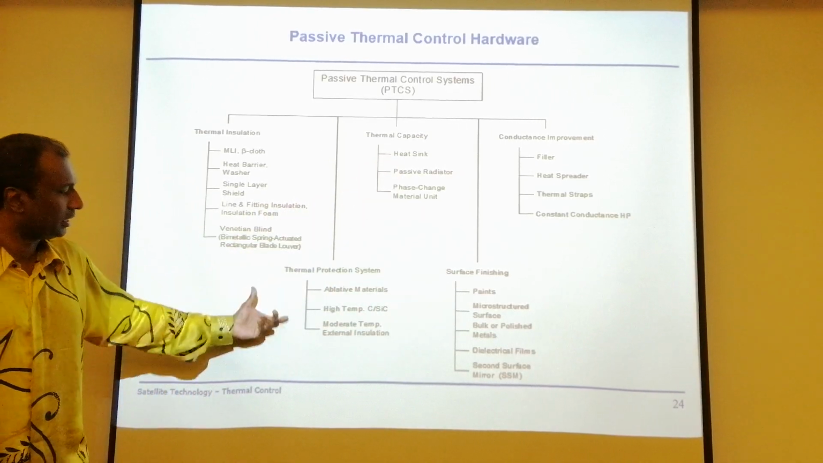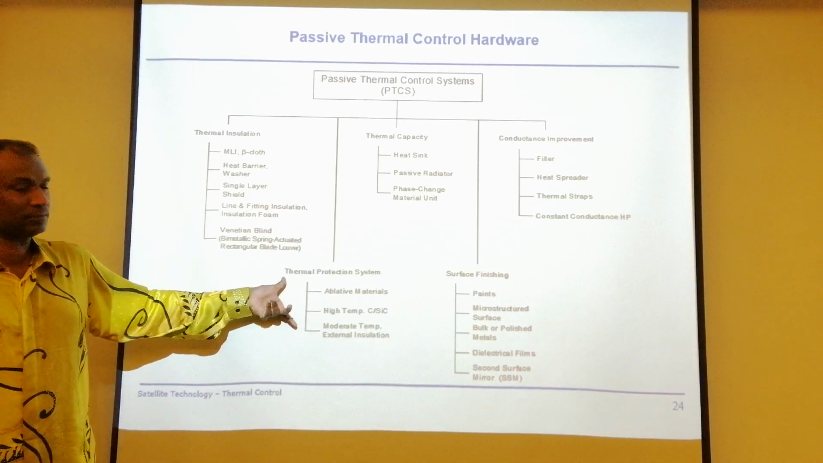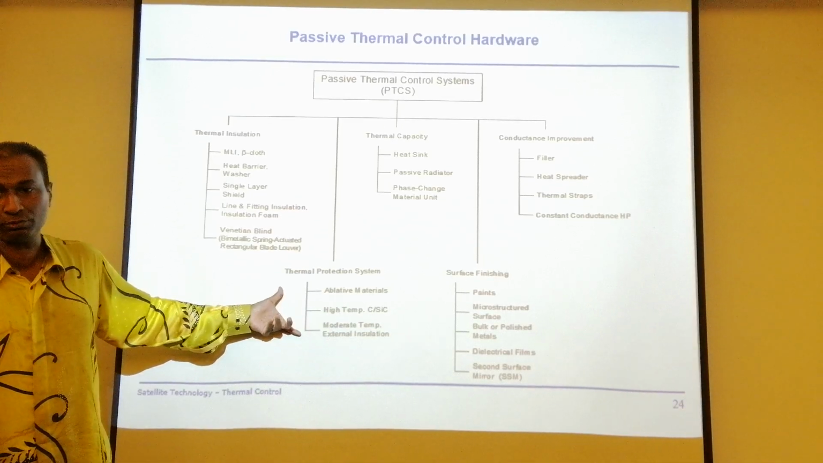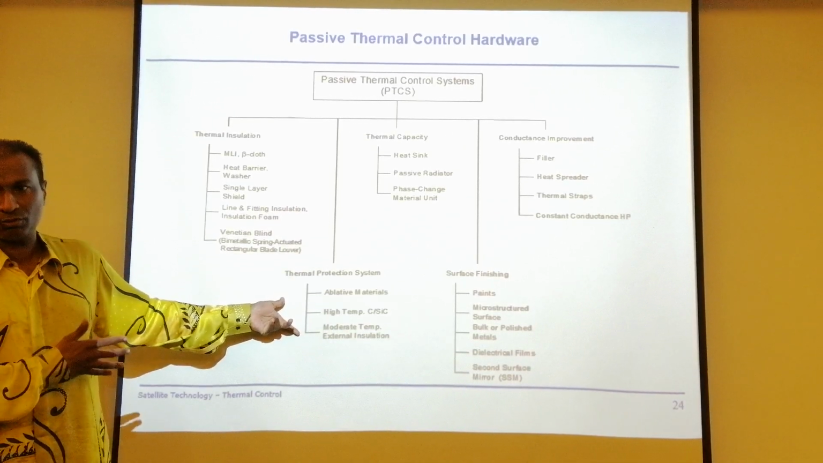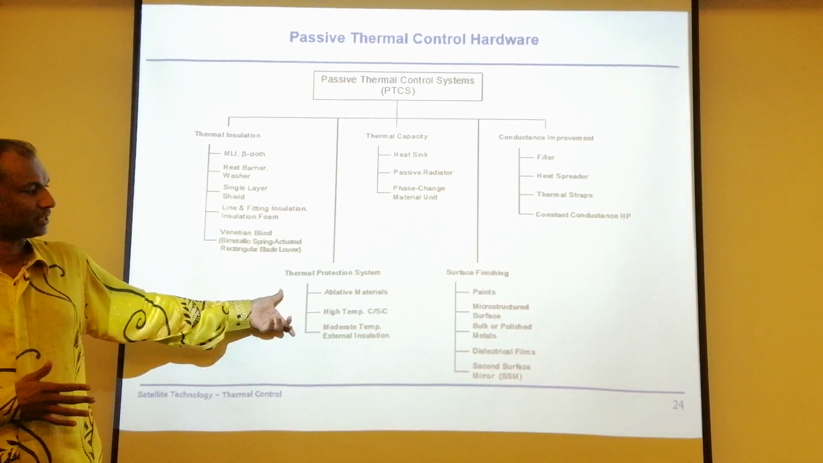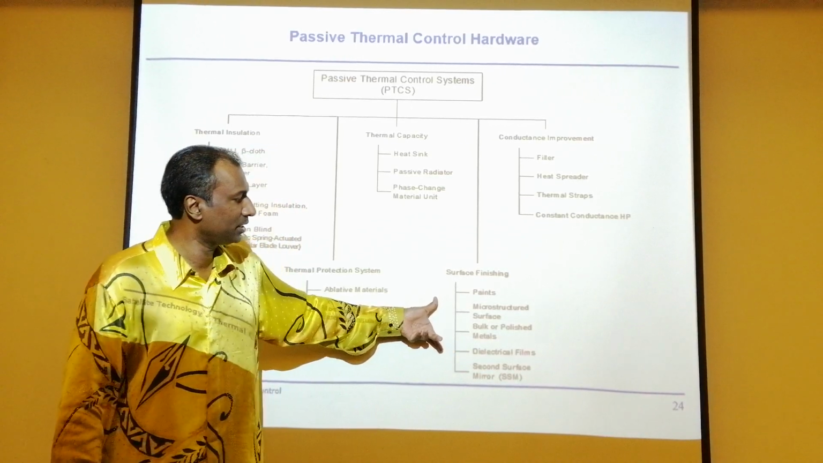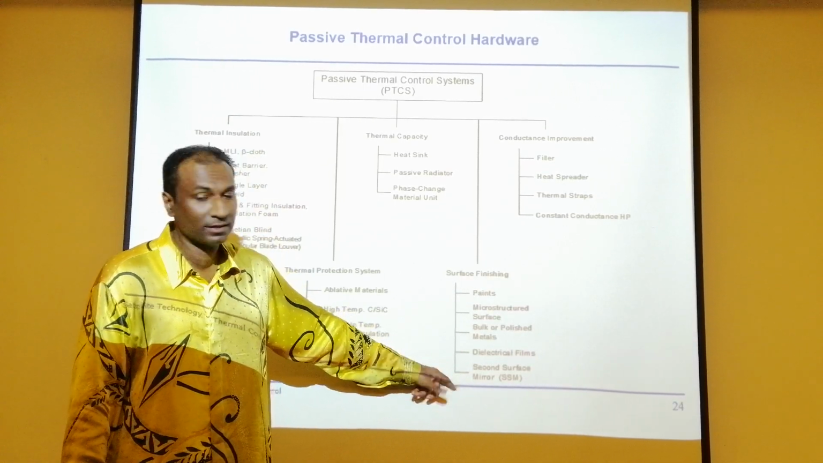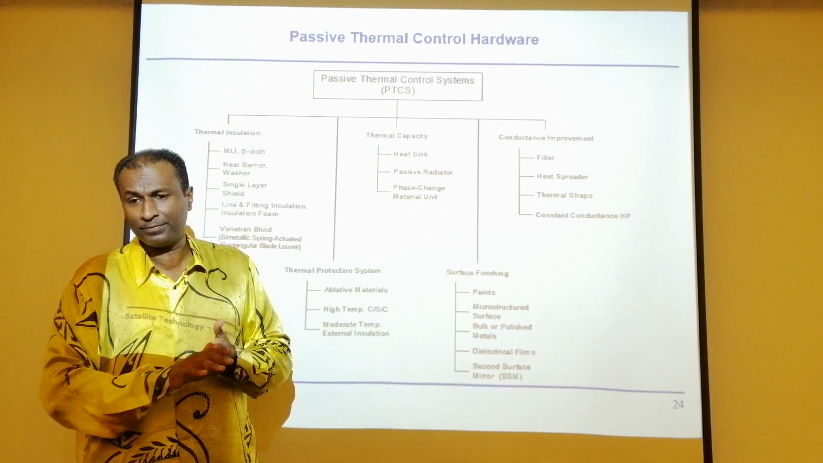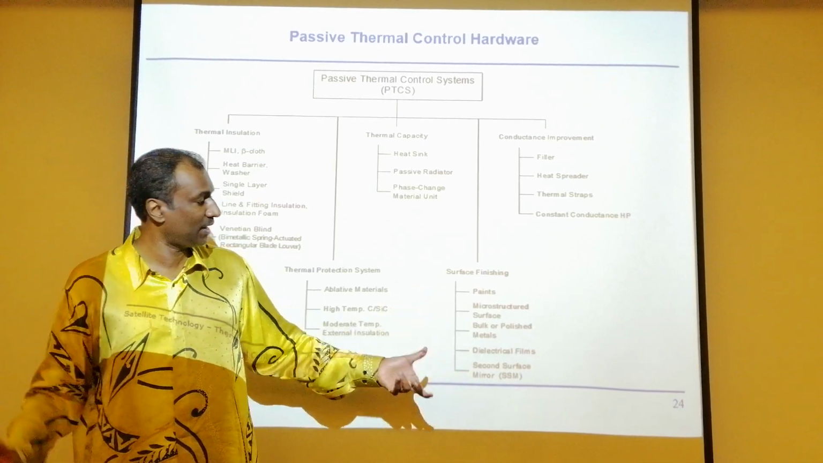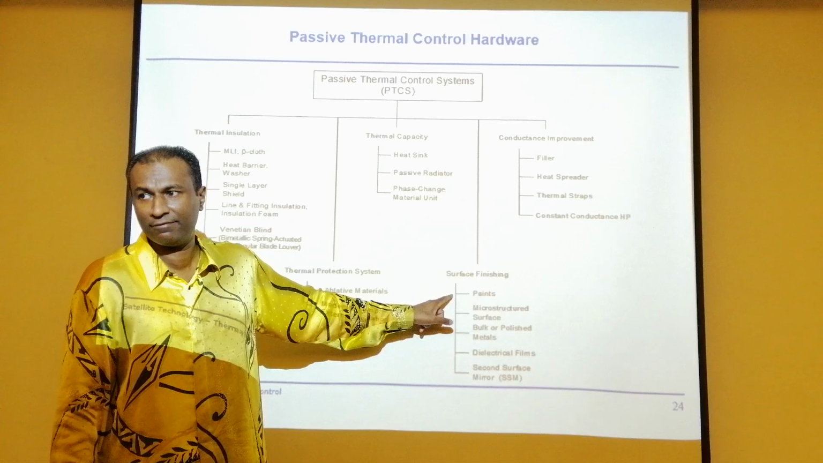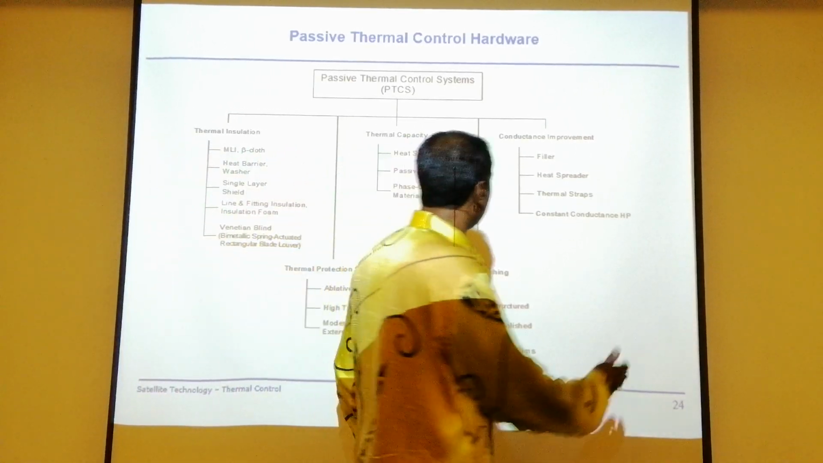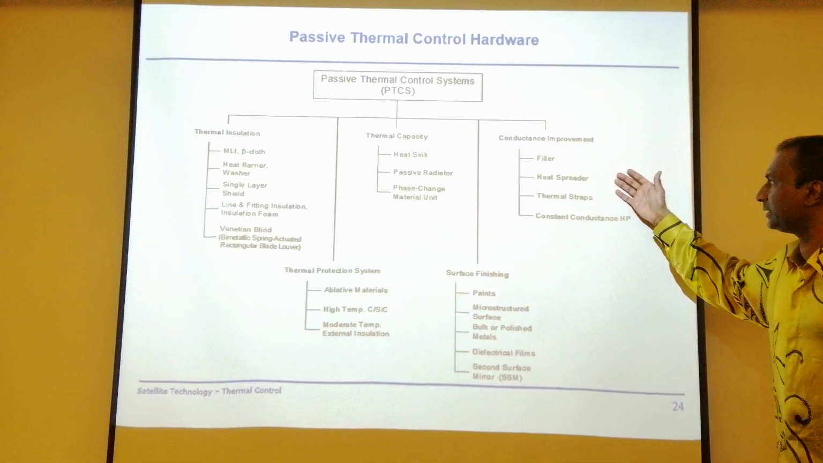Then thermal protection. Well, don't worry much about this. This is more of a thermal protection system, ablative material, for re-entry capsules. Also a thermal control system, but not for satellites. We don't use it for satellites. Surface finishing, yes, indeed. For example, second surface mirror. Second surface mirror is basically a polished mirror; solar panels will also have these paints. Yes, this is quite typical for satellites. This is also passive.